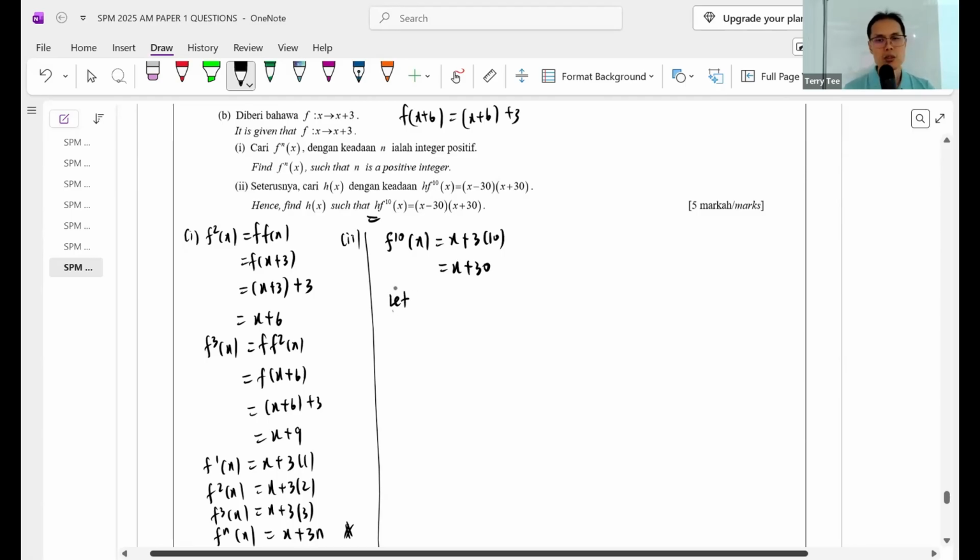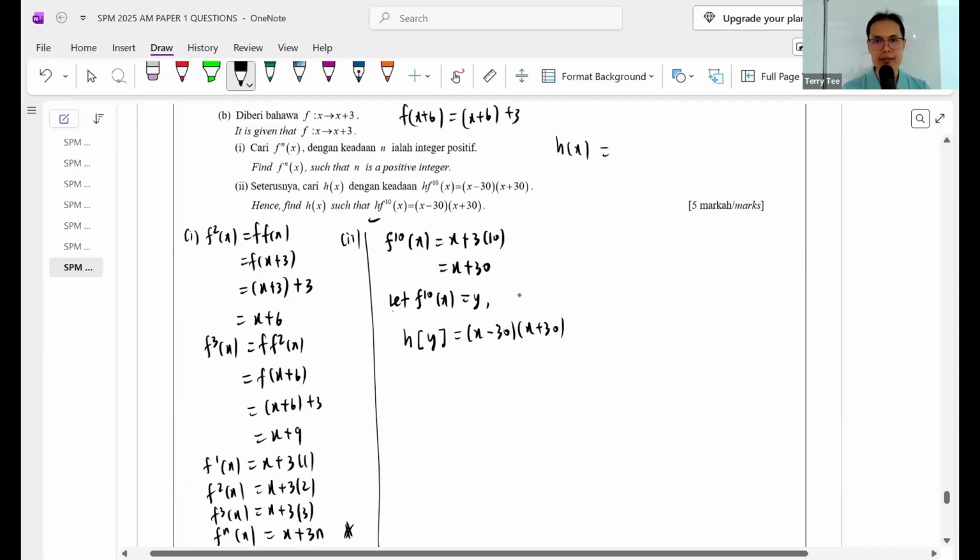Remember, you can use substitution method or inverse method. I prefer substitution. We let f^10(x) become y, because I have two functions. The moment you let f^10 become y, I can reduce from 2 functions to 1 function. So then we write this as x plus 30. If you are finding h(x), you must first find h(y). What is the relationship between x and y?